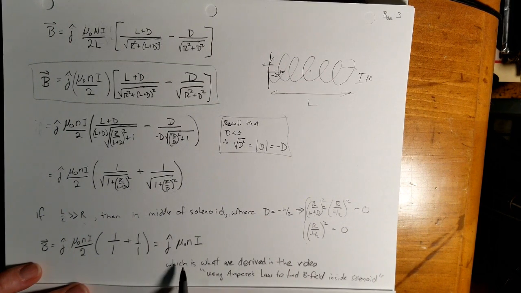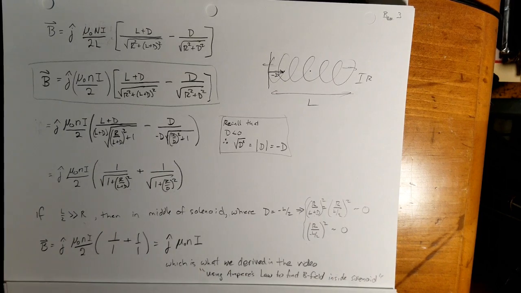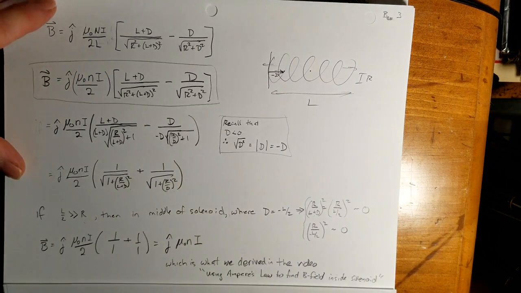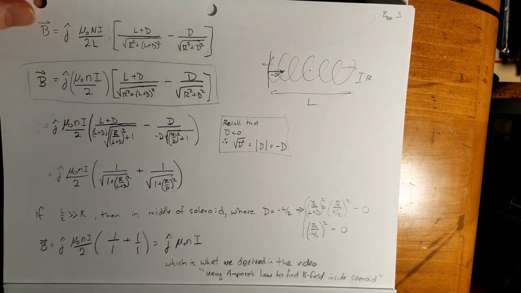This is the equation that we derived using Ampere's law to find the B field inside a solenoid. So that is the specific case for the ideal solenoid, infinitely long, and this is the slightly less ideal, a finite length solenoid. And that should be it.